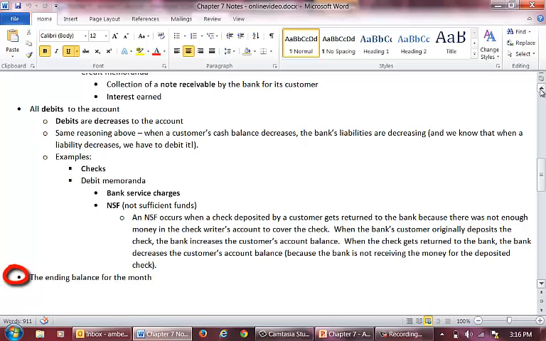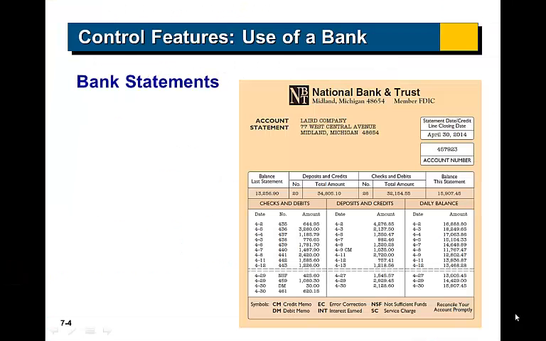The last item indicated on the bank statement is the ending balance for the period. Here is an example of a bank statement for Laird Company. The bank statement covers the month of April. The beginning balance is indicated, then the total credits, then the total debits, and finally the ending balance. You're also provided a listing of the individual credits and individual debits to the account. Finally, you are given the daily balance.